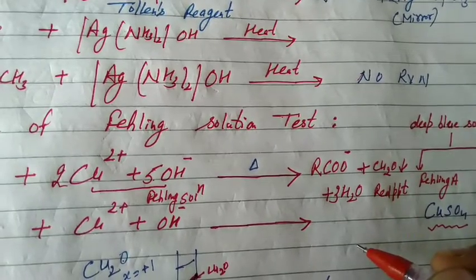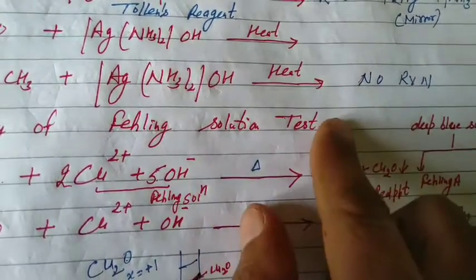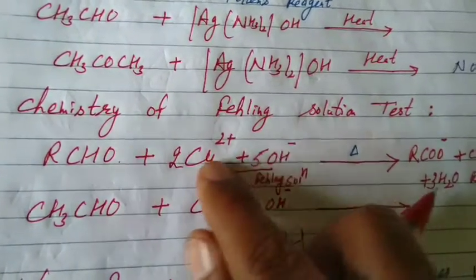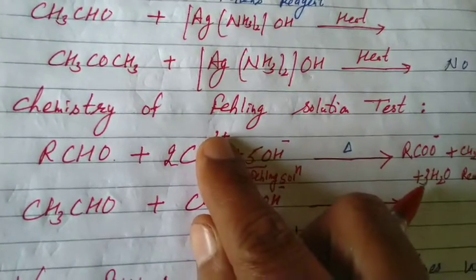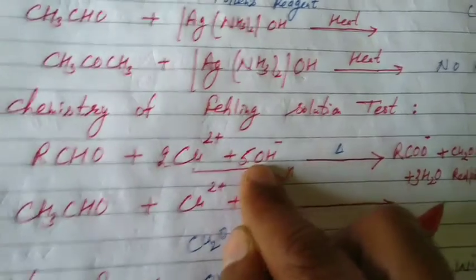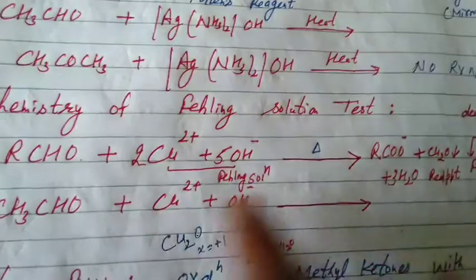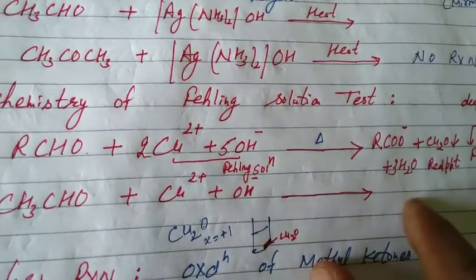No difficulty. Give the chemistry of the Fehling solution test. Treat a carbonyl compound, either ethanal or RCHO, with Fehling solution ions, copper ions Cu2+ and hydroxide ions. Then write RCOO negative plus cuprous oxide plus water. Please do it. Ethanol same.